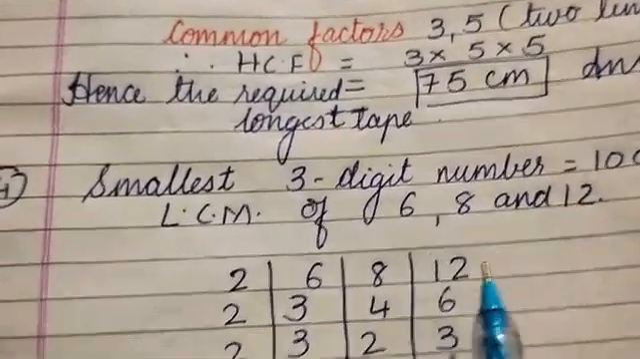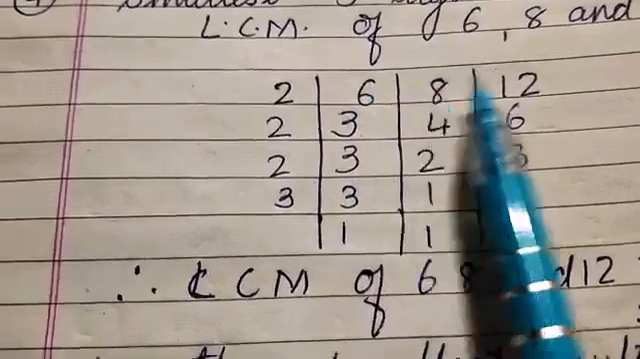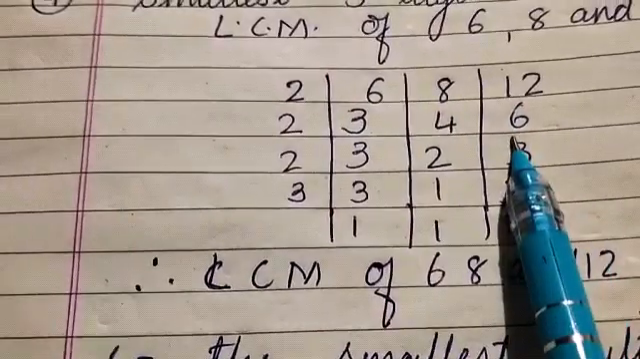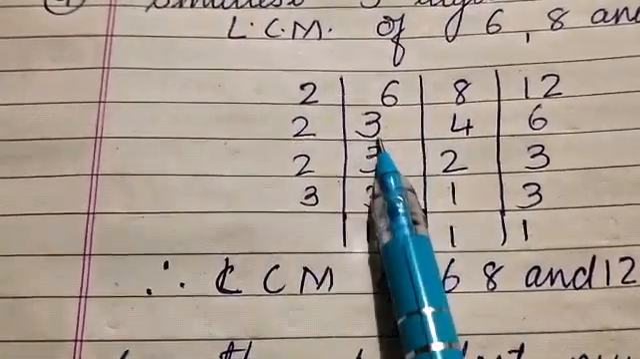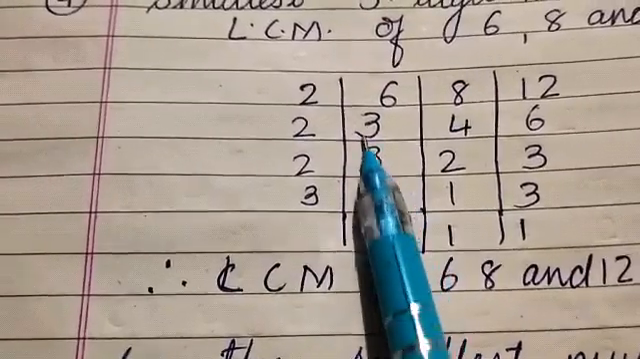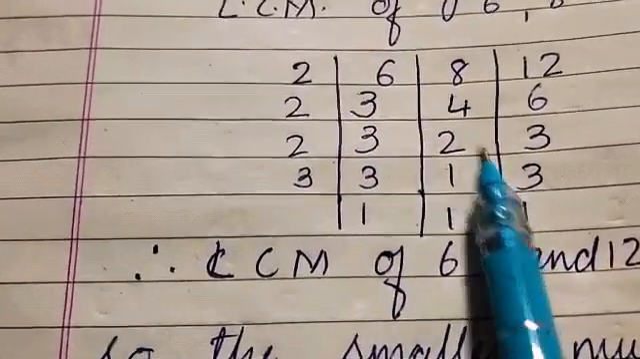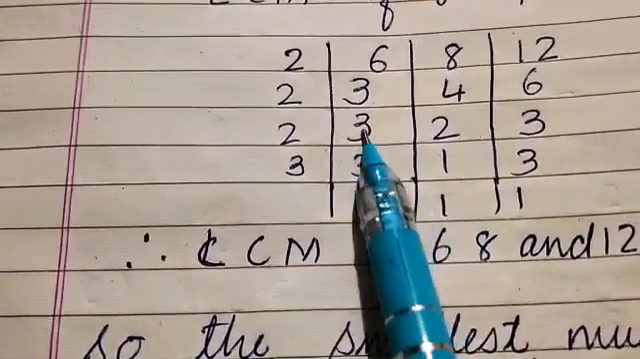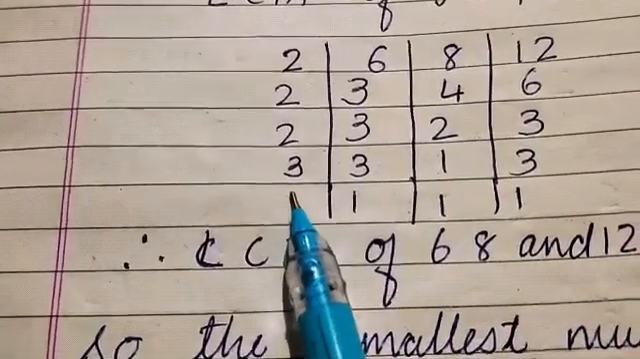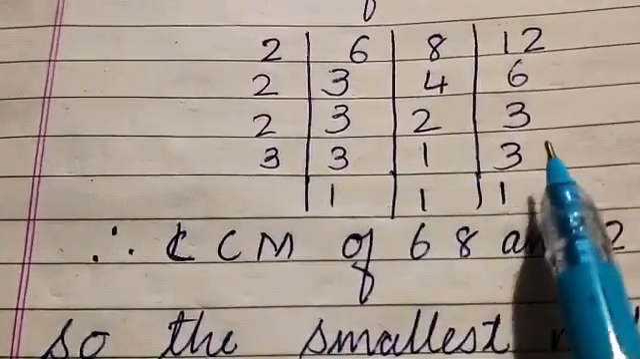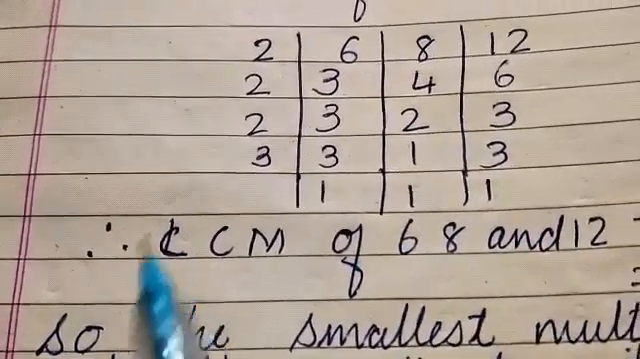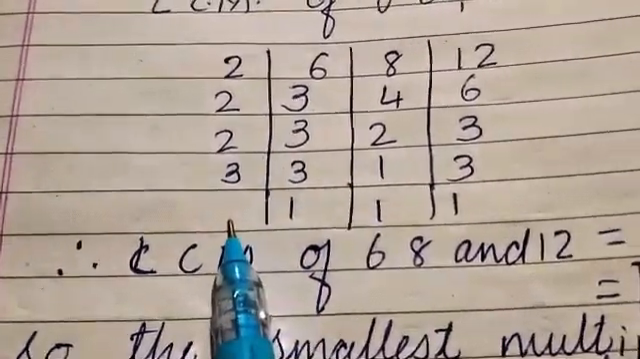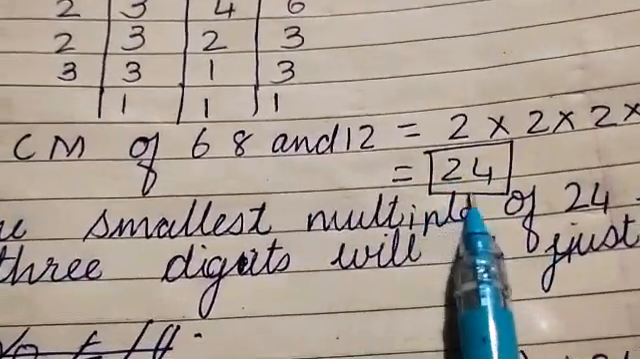6, 8 and 12. So let's find the LCM of 6, 8 and 12. 2 3s are 6, 2 4s are 8 and 2 6s are 12. Again with the 2, 3 will not go in the 2, so keep 3 as it is. 2 2s are 4 and 2 3s are 6. Now 2 1s are 2. Bring down 3 as it is. So the LCM of 6, 8 and 12 will be 2 into 2 into 2 into 3. So the answer will be 24.